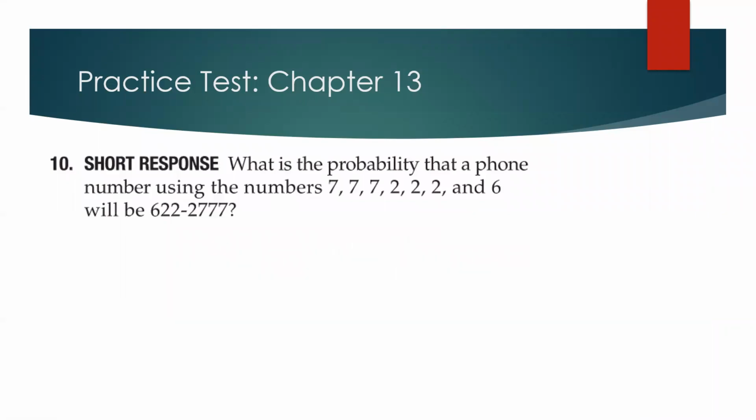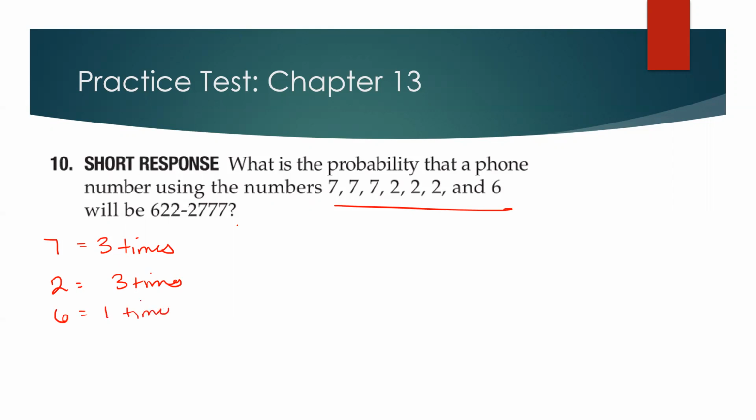So here, problem number 10, the next problem says, what is the probability that a phone number using the numbers 777, 222, and 6 will be 622-277? Okay, so 7 appears 3 times in this series of numbers. 2 also appears 3 times. And then 6 only appears 1 time.